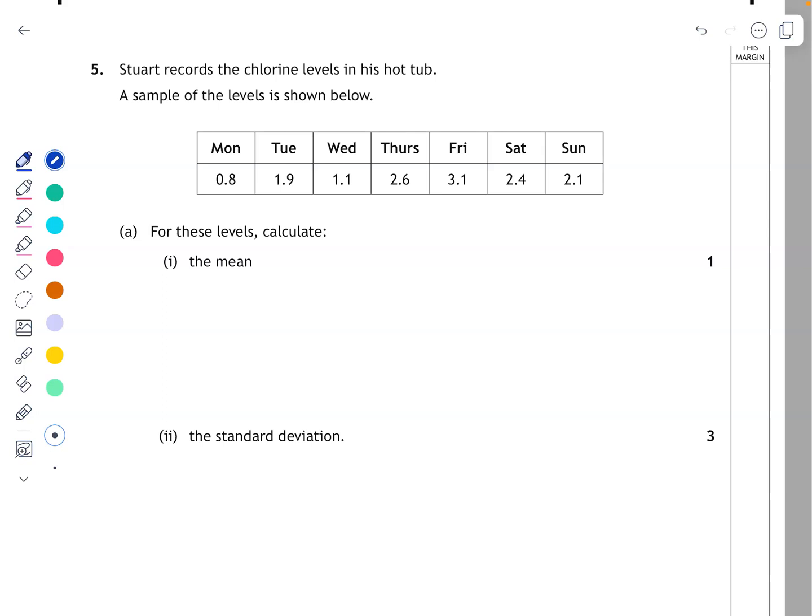So part A, for the levels, calculate the mean. The mean is just all of these values added up. So you want to do 0.8 plus 1.9 plus 1.1 plus 2.6 plus 3.1 plus 2.4 plus 2.1. So the mean, which we can have as x bar, if you add all of those up, you're going to come to 14. And then you're going to divide that by how many there are in total. Well, there's 7 days. So you're going to divide that by 7. And so the mean is 14 divided by 7, which is 2.